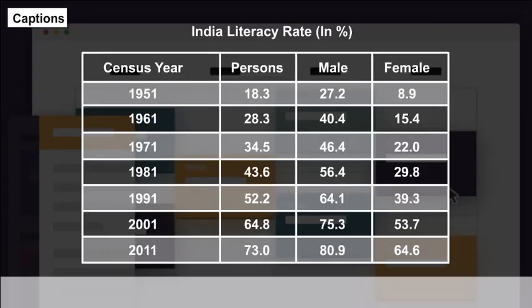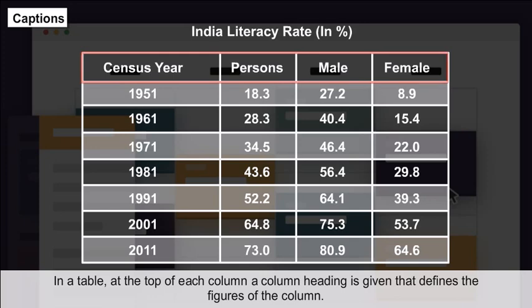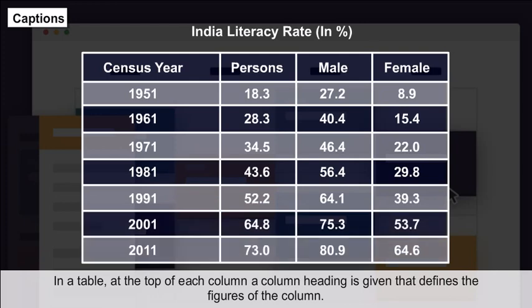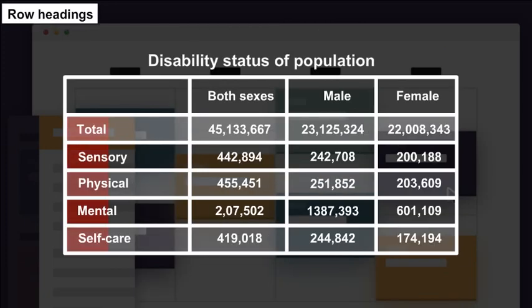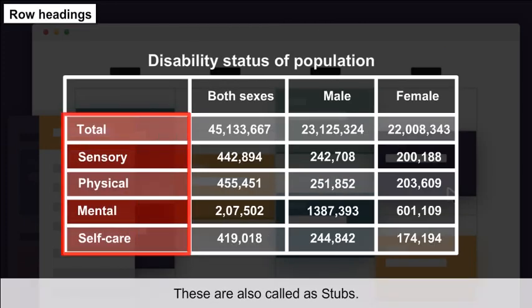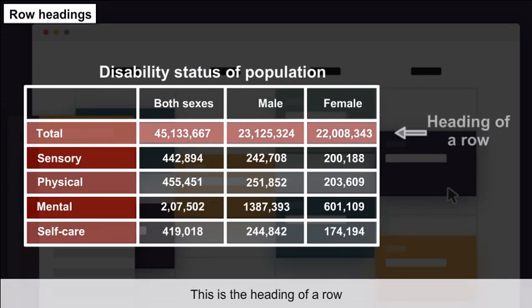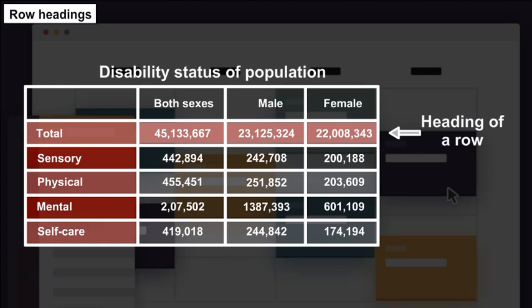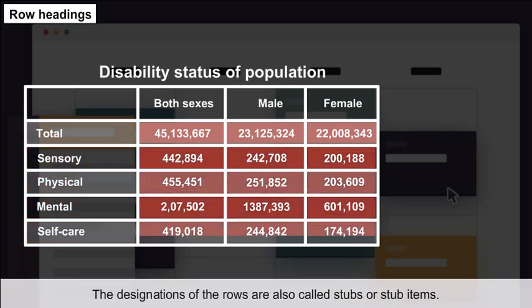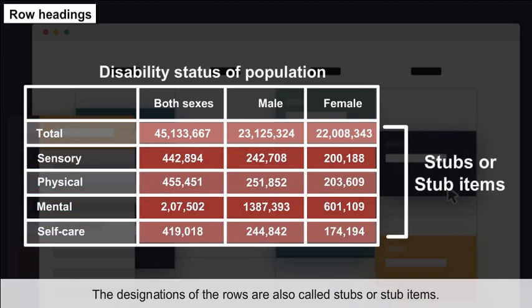Captions. In a table, at the top of each column, a column heading is given that defines the figures of the column. Row headings. These are also called as stubs. This is the heading of a row. The designations of the rows are also called stubs or stub items.